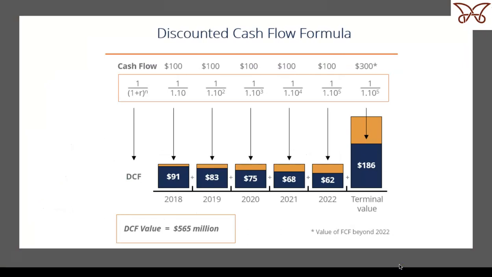Let's now remind ourselves on how to discount the stream of future cash flows. For the first year, we shall divide by (1 + R), where R is the discount rate or the weighted average cost of capital. For the second year, we shall divide by (1 + R) raised to the power 2, and so on, such that for the nth year, we shall divide by (1 + R), and the entire amount raised to the power n. Then we add all the present values to get the final DCF value.